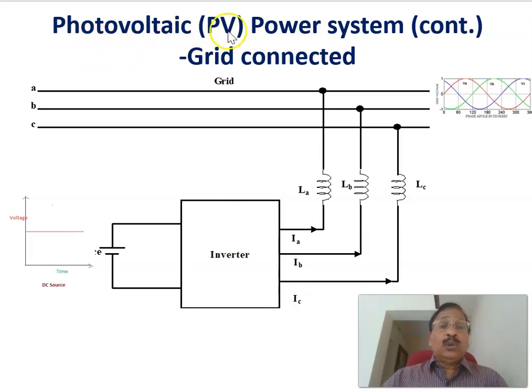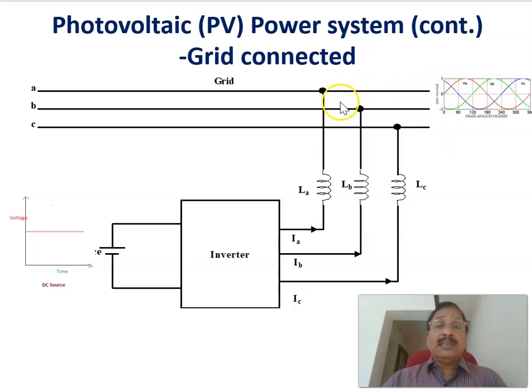Continuing the photovoltaic power system, grid connected type. Here, as I already explained, the grid is a 3-phase 3-wire system. The source, maybe a solar panel or some DC source, is there. In between, there is an inverter that converts DC to AC, and that is connected to the grid through linking inductors LA, LB, LC.